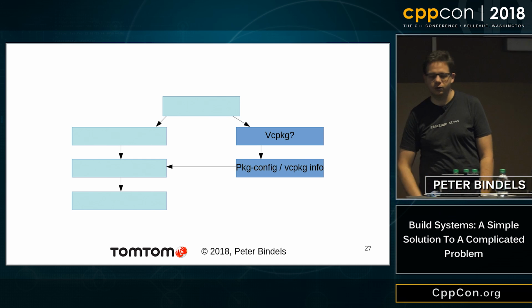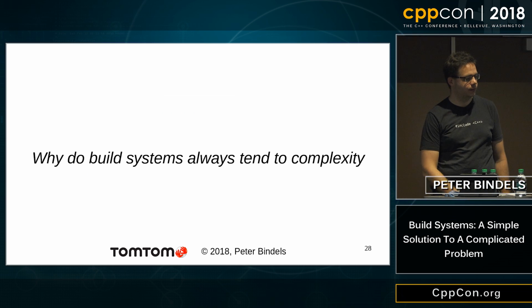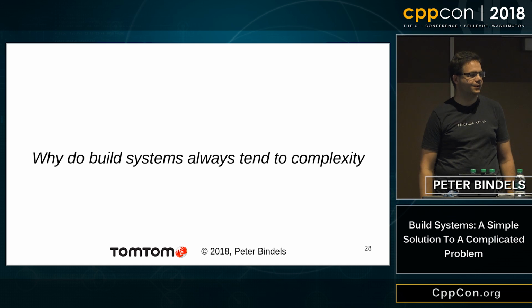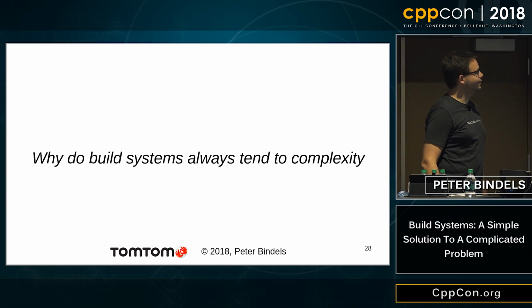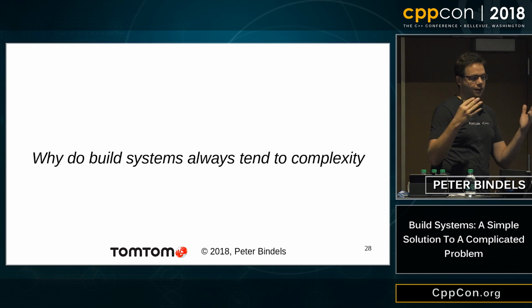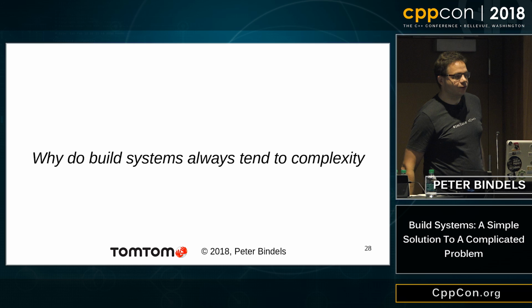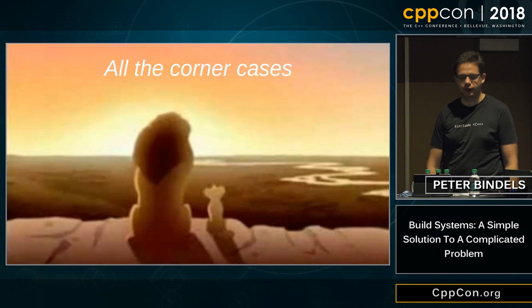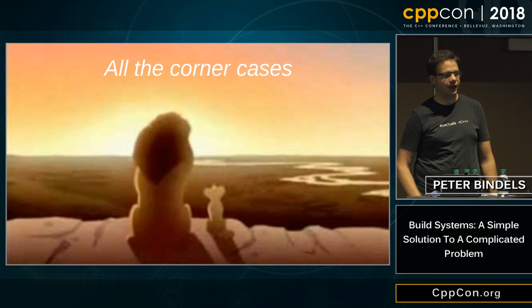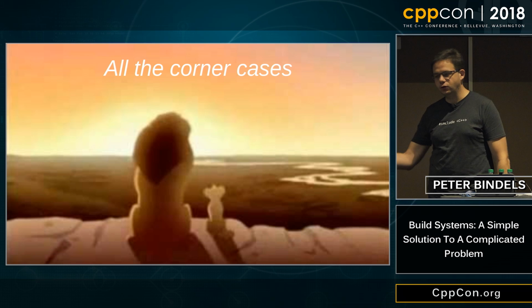Well, this brings me back to the point about build systems and complexity. Because why do build systems always tend to complexity? It's not such a hard problem. You can build Hello World. Everybody knows hi. What makes build systems so hard? Okay, it's not aliens. It's corner cases. Because build systems handle so many corner cases.